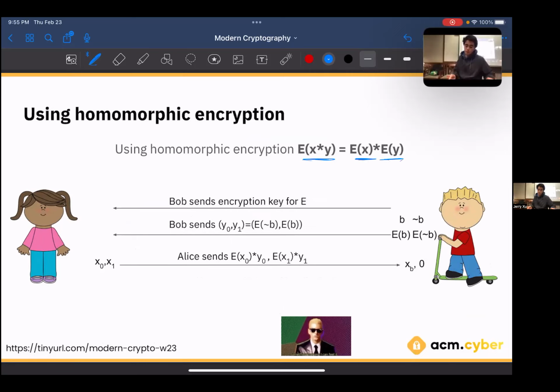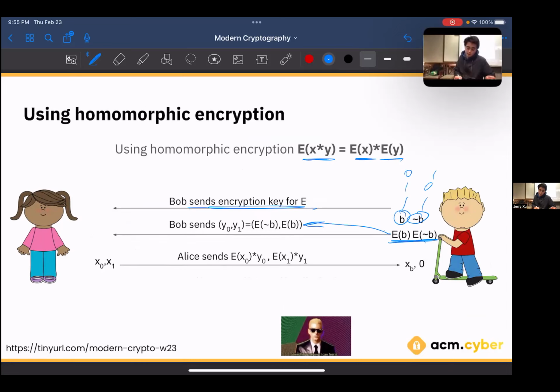Again, we're preserving the operation. So Bob is going to send Alice an encryption key. Then we're going to trust him to take his bit and flip it. So one of these is 0, right? One of them is 1 and one of them is 0. And he's going to encrypt both of those and then send them as a pair, right?